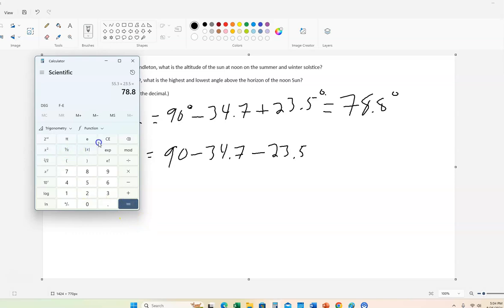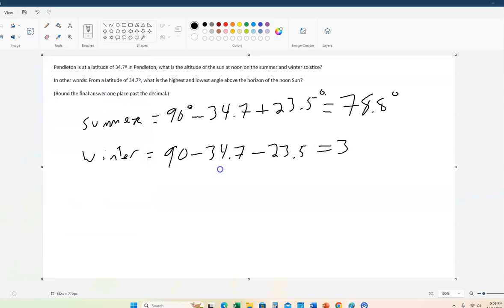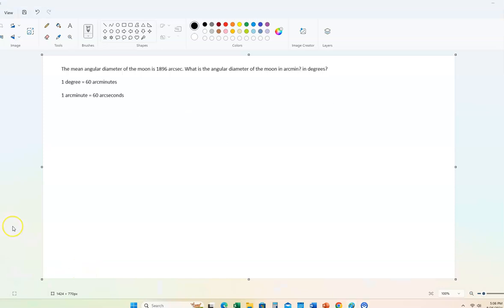The other one, of course, would be, the first part I don't have to do again because I already know that it's 55.3. But then minus 23.5. So now it's 31.8 degrees. On the first day of winter, it's going to be as low in the sky as it's ever going to get, 31.8 degrees. All right, so that's our first problem. Here's problem number 2.